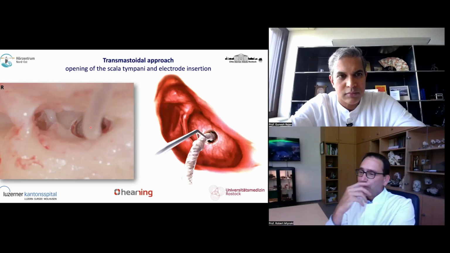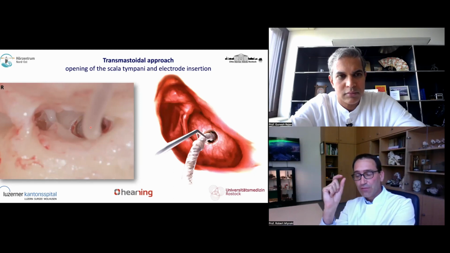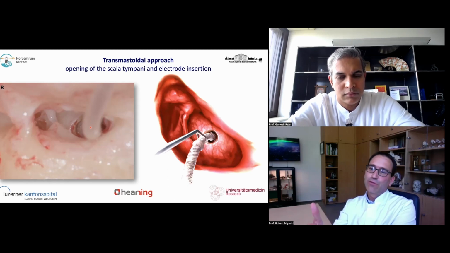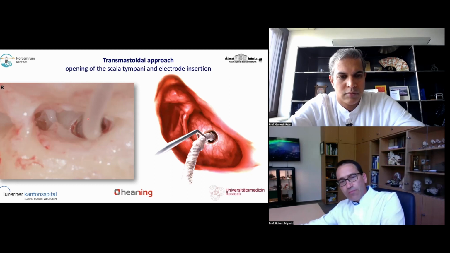So the volume isn't too much. I think Claude Joly calculated, I've forgotten the exact number, the volume of the electrode itself. It's only a third or even less of the volume of the scala tympani, but yet the fluid needs to get out somewhere. So that's why it's important that you have some space around it, and then you seal it later on with some connective tissue.